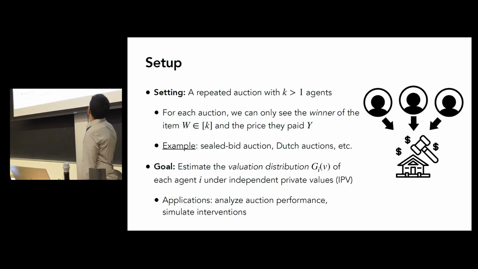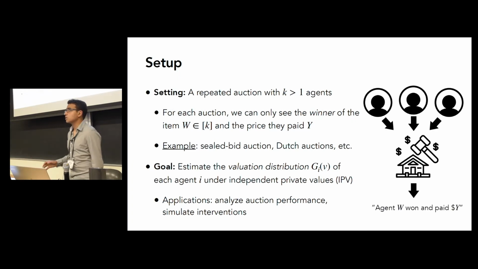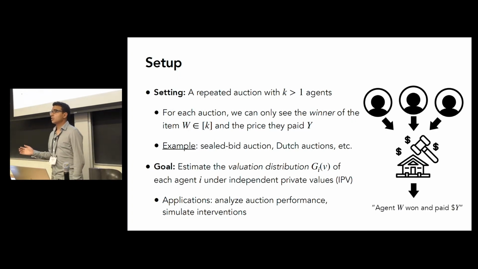OK, so I have a little pictorial illustration of what I just said. We're watching an auction. We know the number of bidders. We don't see what they bid. Instead, what we see is that agent W won the auction and paid Y dollars.